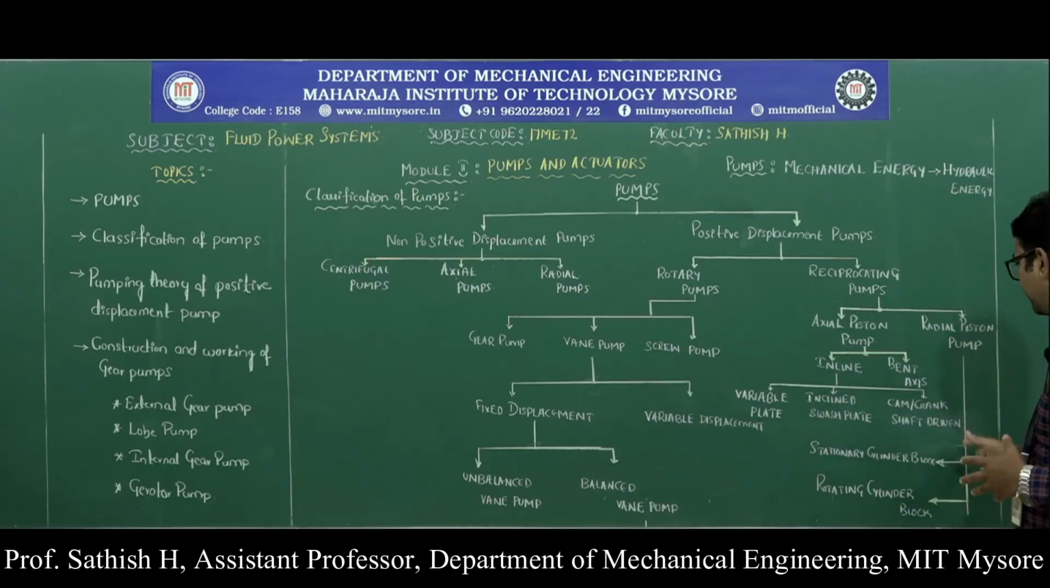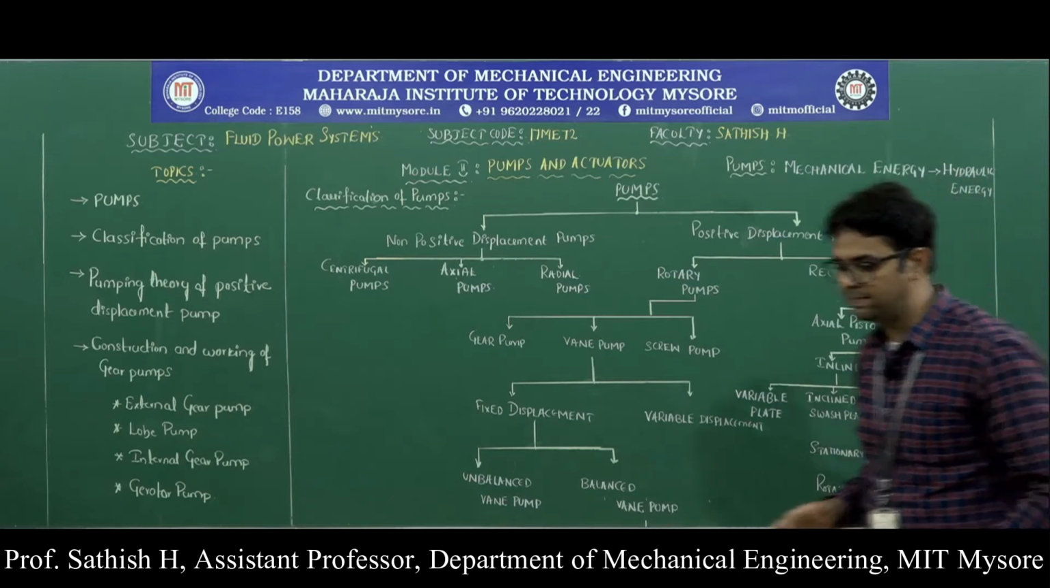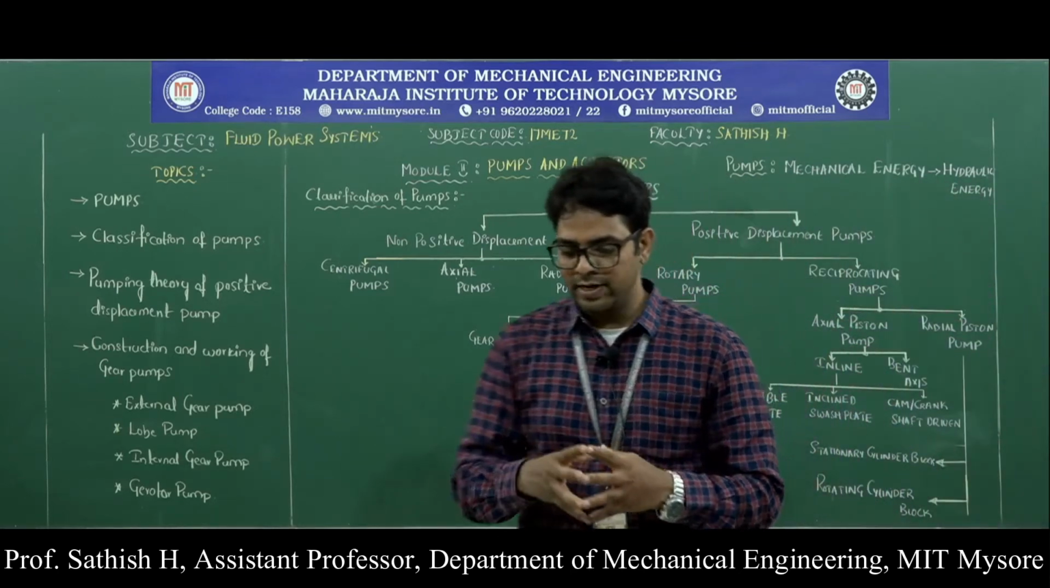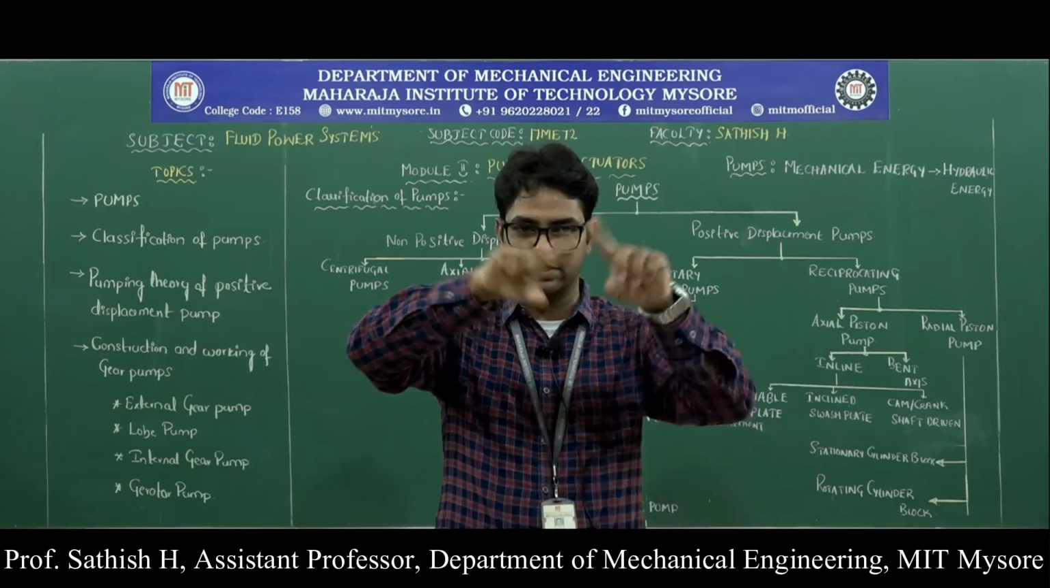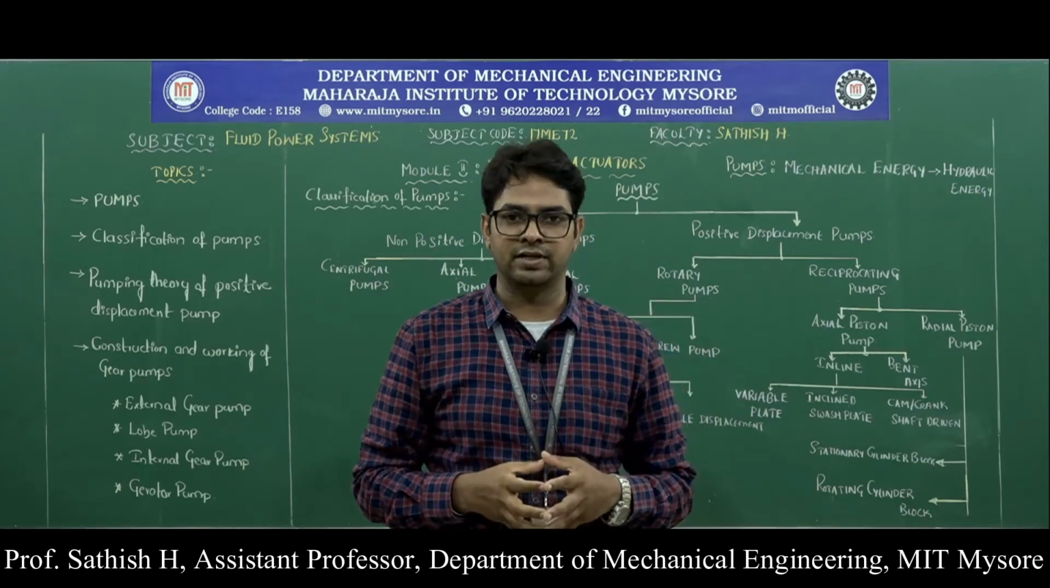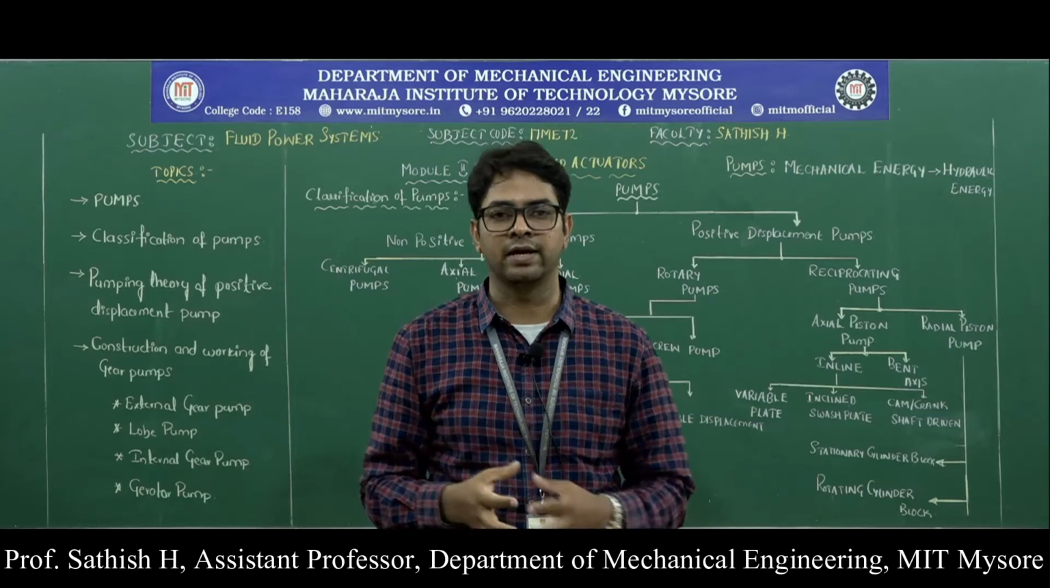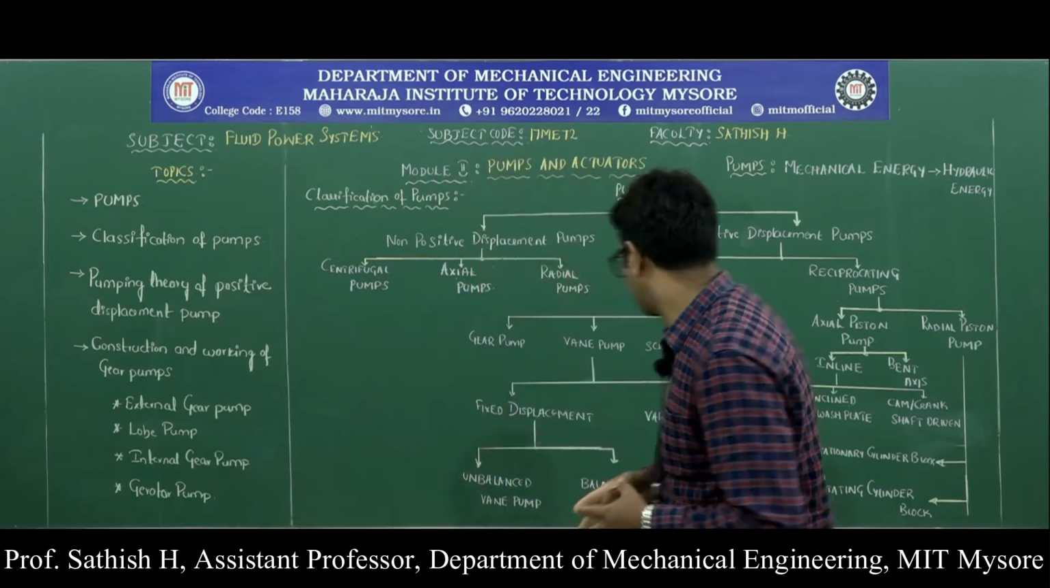Similarly, we have the radial piston pump. What do you mean by the radial piston pump? We have a kind of circle, and the pistons are arranged in the radial direction, that means around a circle we have a piston arrangement. Those types of pumps are called radial piston pumps.